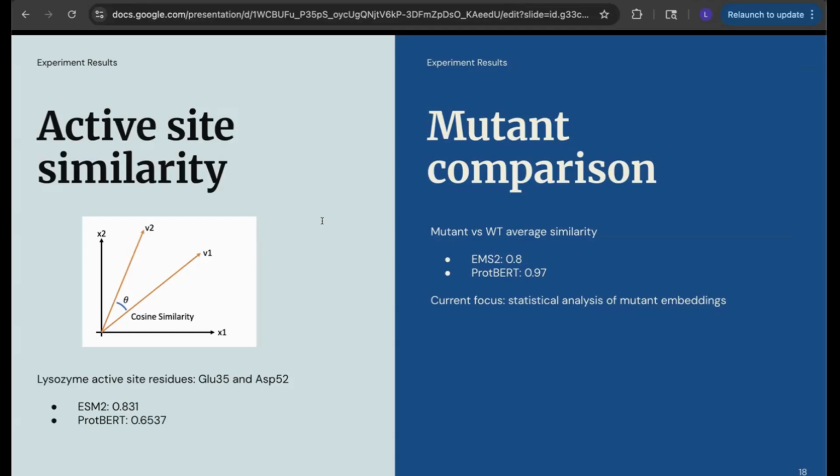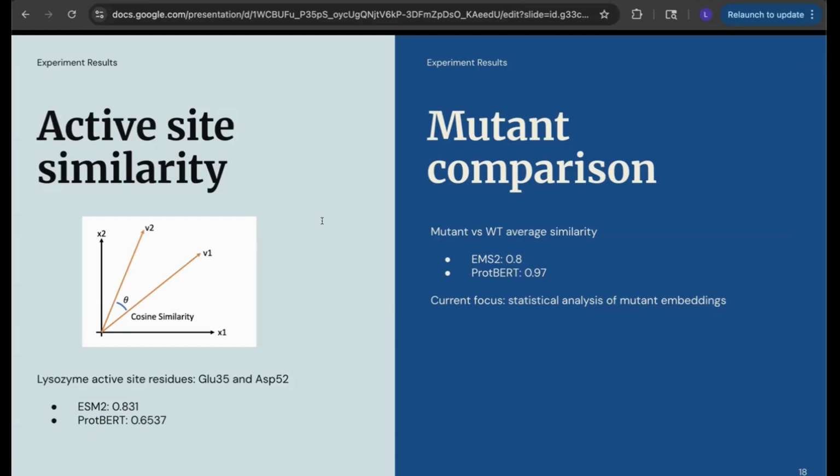So I decided to just manually substitute one of the active site residues, sort of mimicking a substitution mutation in an amino acid sequence. And the similarity scores between each residue embedding in the mutant versus wild type sequence was found to be higher on average in the ProtBERT model. But both values were pretty high, with 0.8 and 0.97.